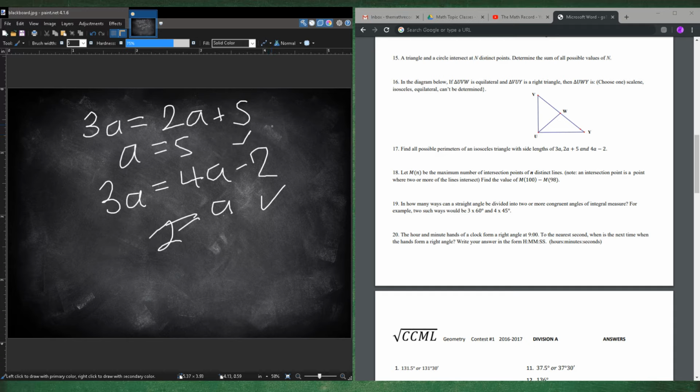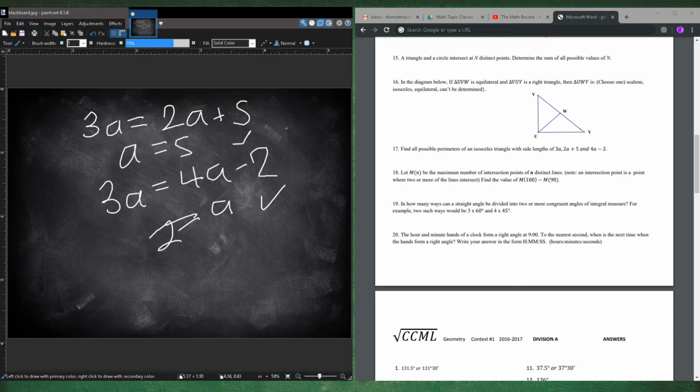So this is 15, 15, and 18. So that's 30, and that's 48. So the perimeter is 48. A is 2 for this one, so that's 6, and that's 9, and that's also 6. So that's 12 and 21.